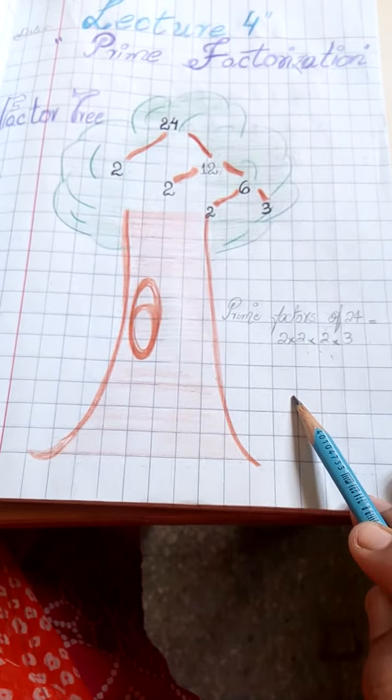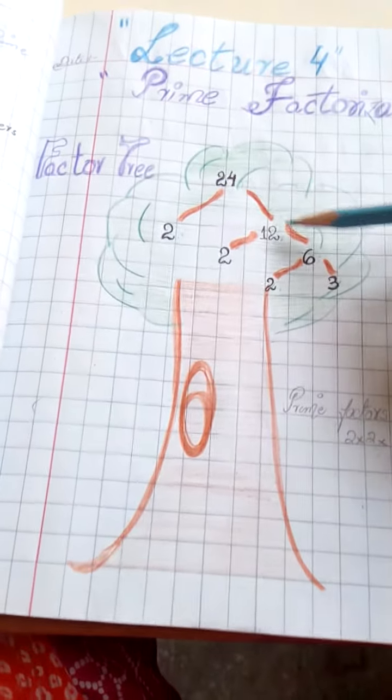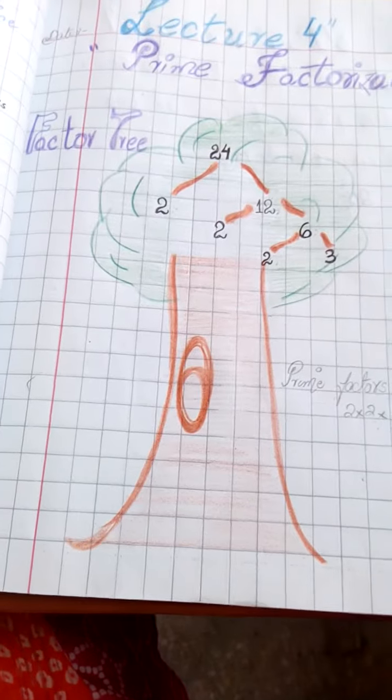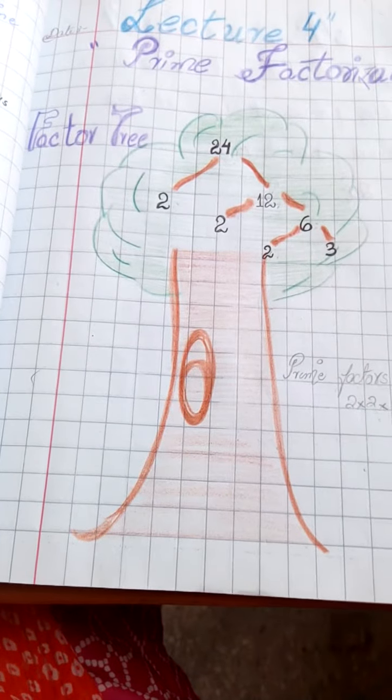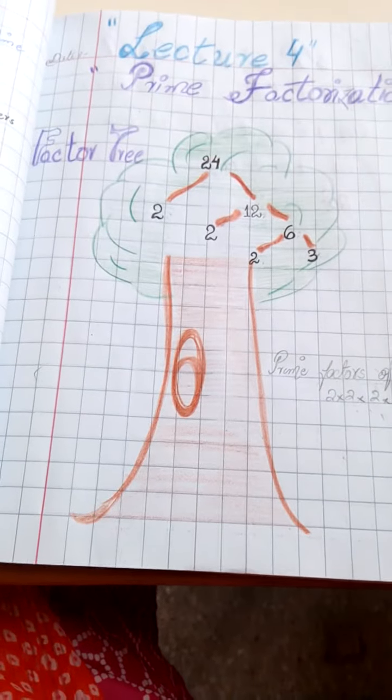This is the correct method of writing the prime factors, and this is the correct method of making the factor tree as it is present on the screen. This will be your title page, and from the next page you are going to start your assignment questions.